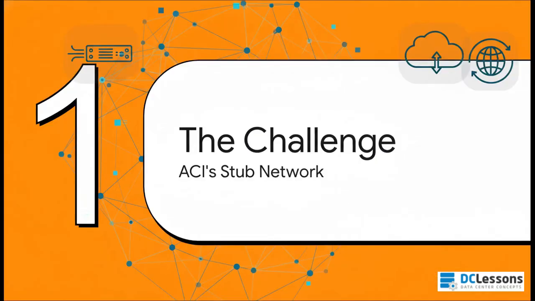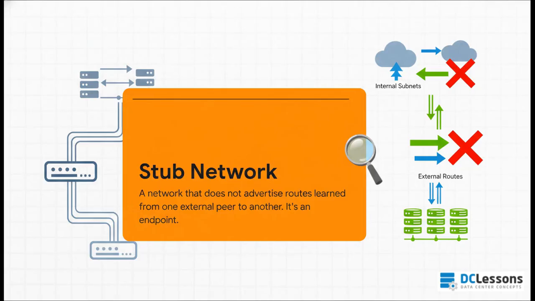All right, first things first, let's set the stage. We need to understand how ACI handles external routing right out of the box because, well, its default behavior creates a pretty big limitation that we need to solve. By default, ACI acts as what's called a stub network. The easiest way to think about this is like a cul-de-sac. Traffic can go in and traffic can come out, but it can't go through it to get somewhere else.